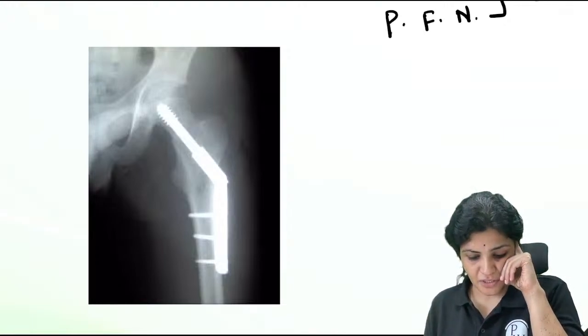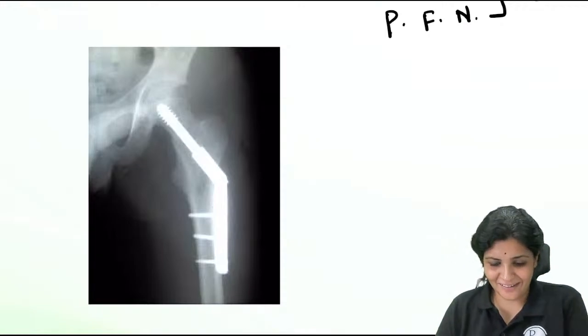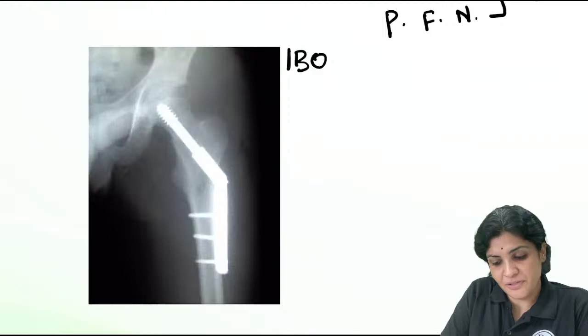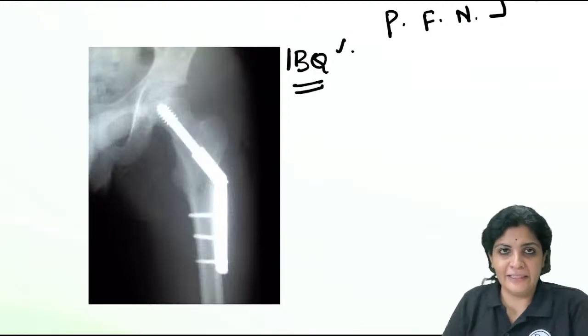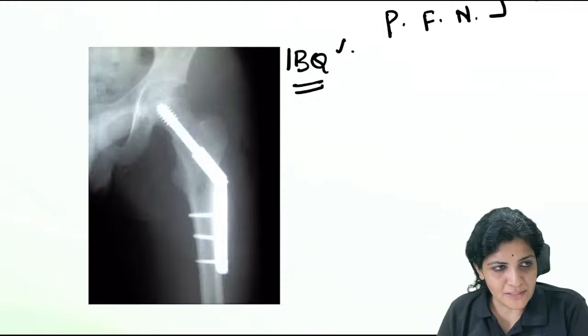What is this? What is this structure? I mean, not structure, what is this implant? X-ray. This can also be an IBQ. They will just put this image and they will ask you to identify the implant. 1, 2, 3, 4. So which implant do you think this is?